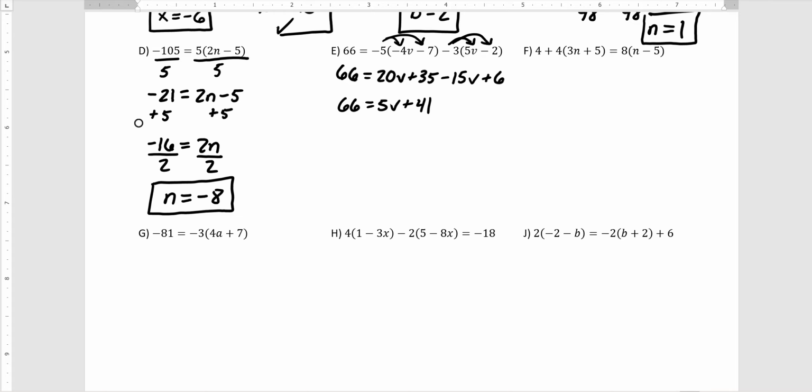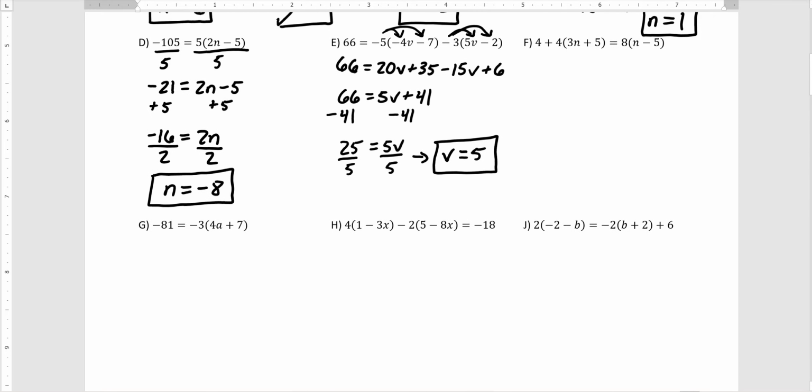So my goal now is to get v all by itself. So I've got to undo this addition. So I'll subtract 41, and I'll subtract 41. 66 minus 41, that would give me 25. Alright, so 25 will equal 5v. I can divide by 5. I can divide by 5. And that tells me that v is going to equal 25 divided by 5, which is 5.